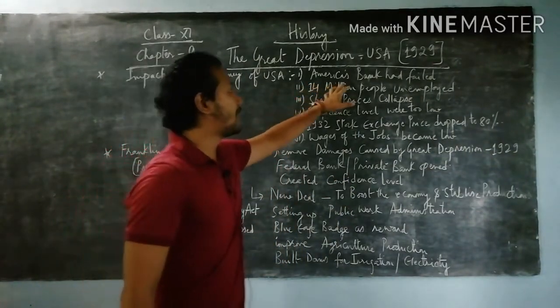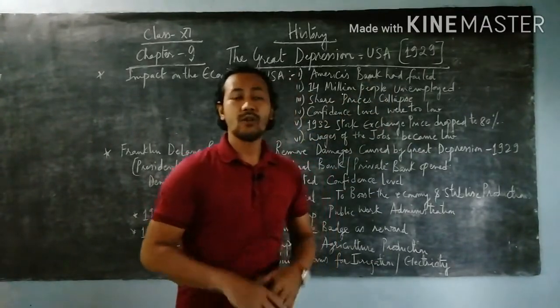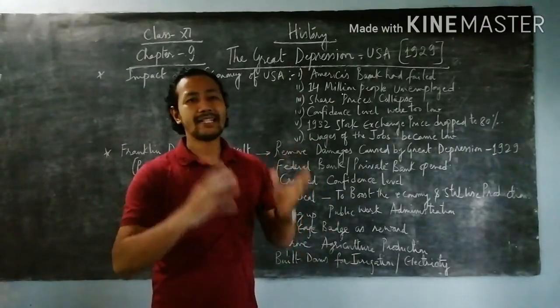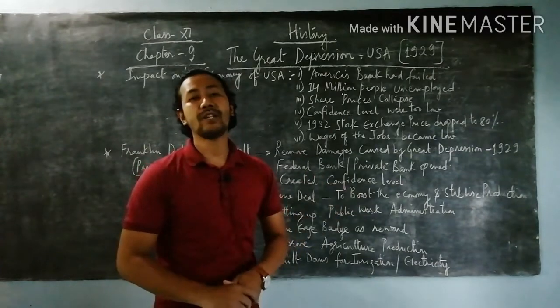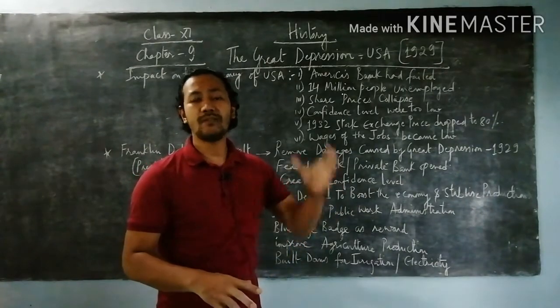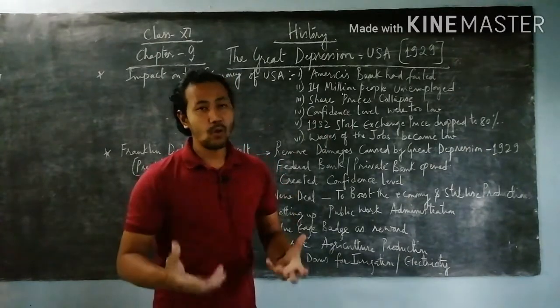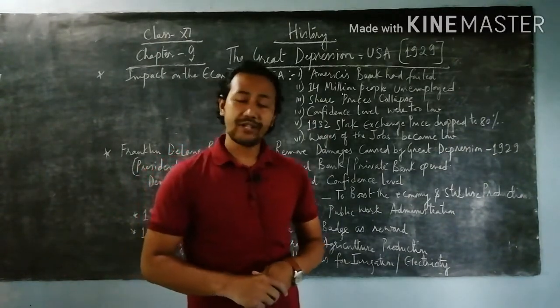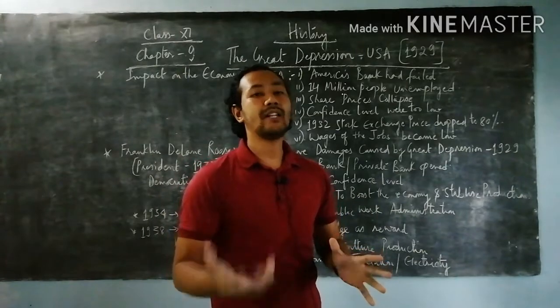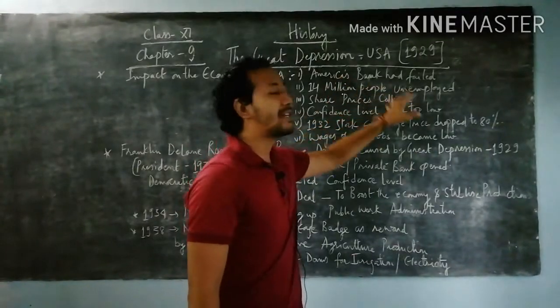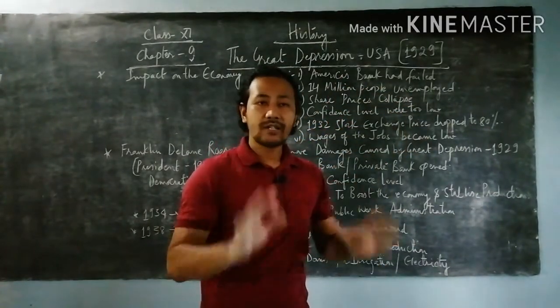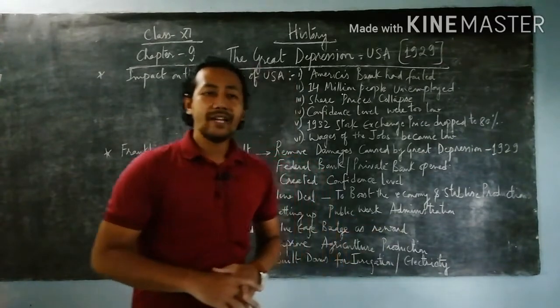First we talk about how America's banks failed. The banks that existed at that time in America in 1929, because the economic system went way down, had already taken lots of loans from other friendly nations, and that exactly made all the banks of America have to shut down for a couple of years.